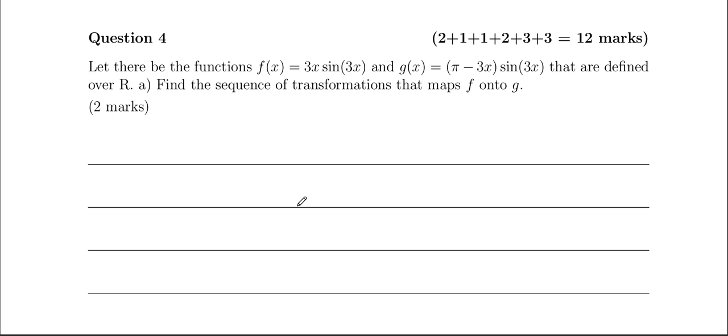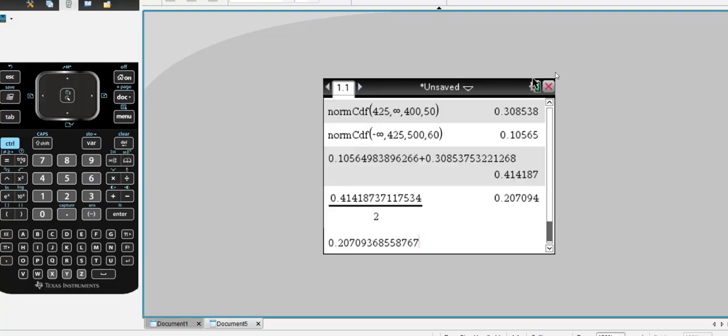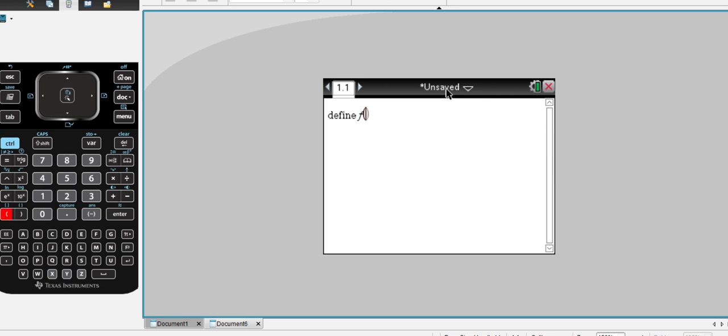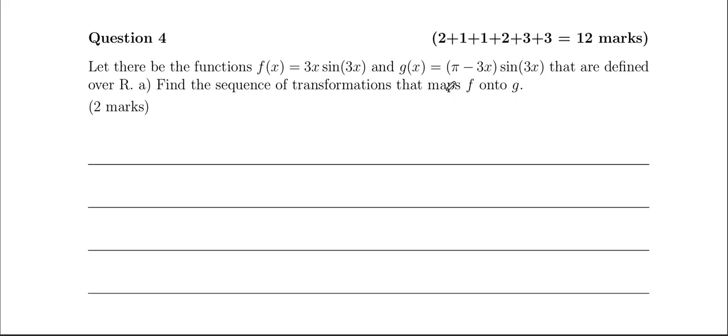Alright, I'm back. This time I actually edited the video, so yeah, it's all good. Alright, question 4. Let there be functions f of x equals... Alright, immediately start a new document. Define our functions. Define f of x is equal to 3x. Then define g of x is equal to pi minus 3x sine of 3x. Alright, find the sequence of transformations that maps f onto g.